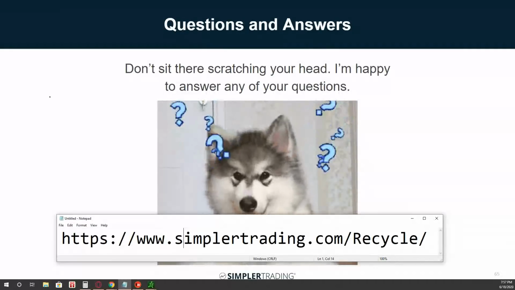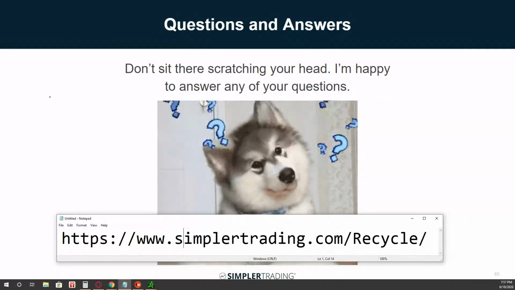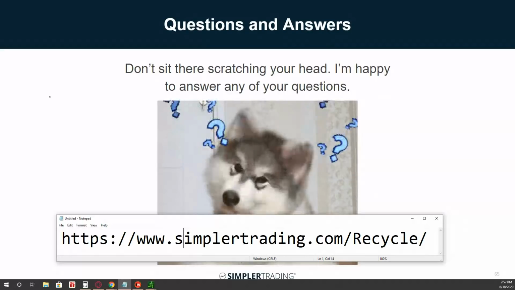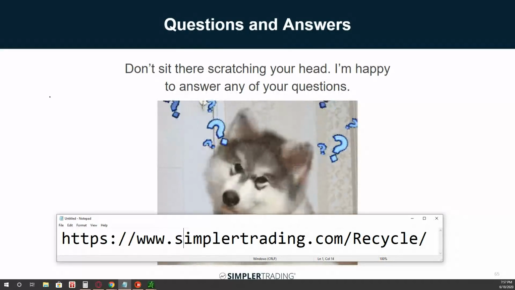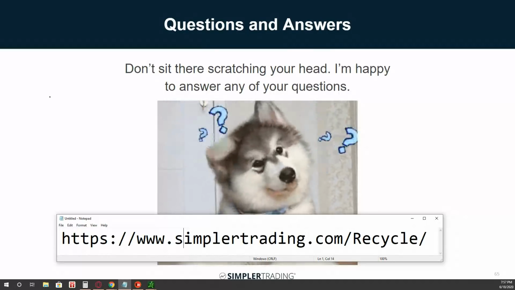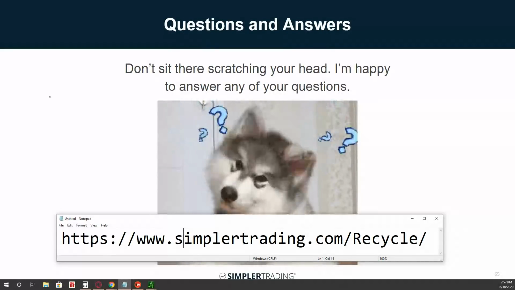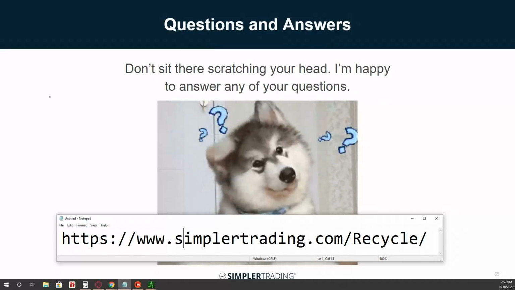And as soon as you have the indicator, you can install it on as many accounts as you want. So if you have multiple Thinkorswim accounts, you can use it in all of those accounts once you've gotten the indicator. So once you have it, it's yours, not a problem.